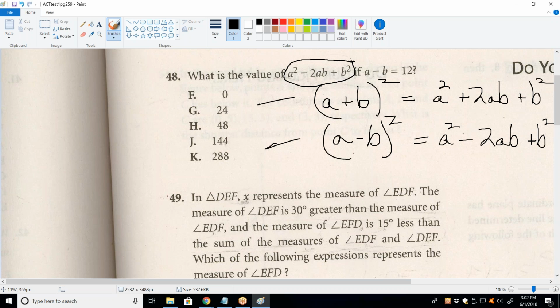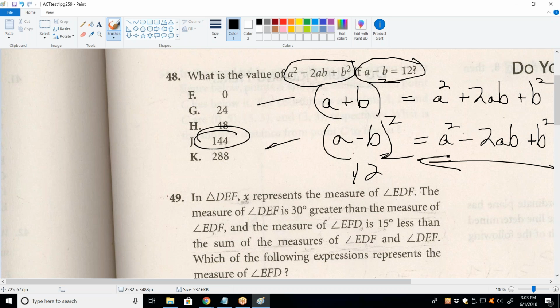I'm still not seeing it. What's that right there? That's what they're asking about. What is the value of a squared minus 2ab plus b squared? Well, first of all, let's go backwards. If I go in that direction, what does that equal to? a minus b squared. Okay, and they just told you what a minus b is. It's 12. So that's equal to 12 squared, 144. Oh. That's simple.